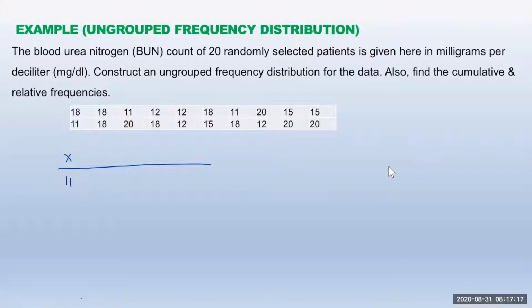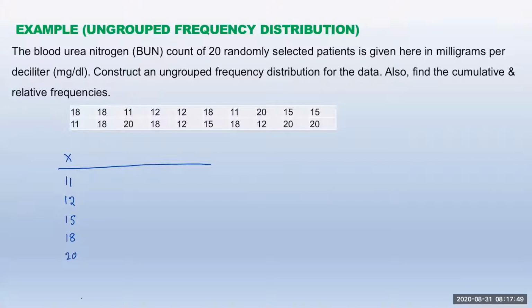Then I can see 12. If you look at it carefully, there is a 12. And then there is no 13, no 14. There is 15. Look at it carefully. There is no 16, no 17. There is 18. Then you have no 19, but there is a 20. Okay, so 20. Let me write it here. So these are the data values that we have.